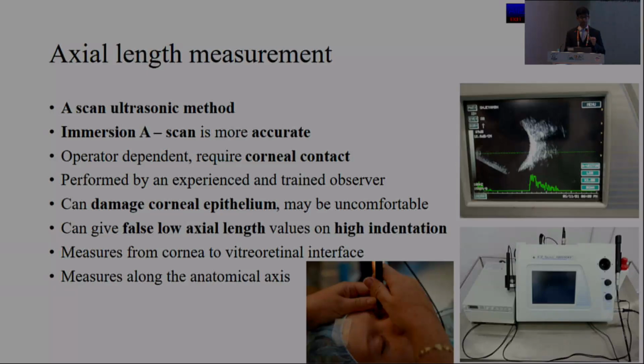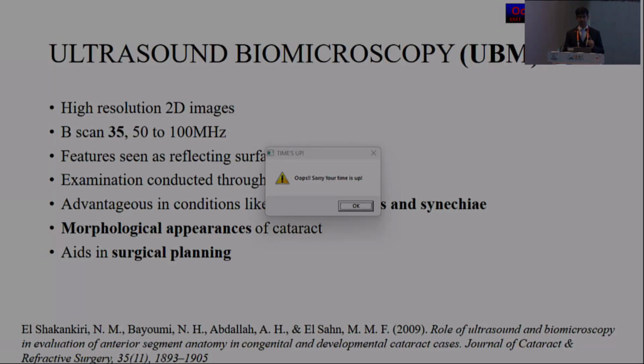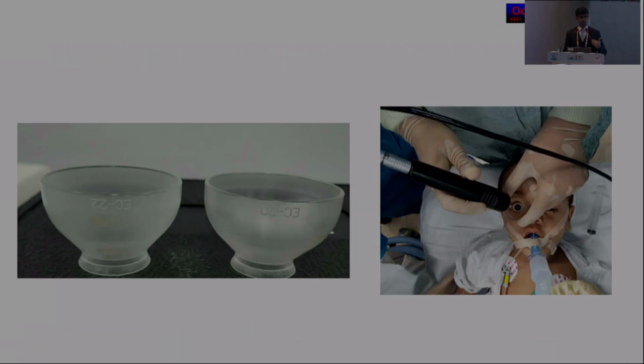For axial length measurement, immersion A scan is the best. If not possible, you can use a contact A scan, but don't indent too much, otherwise you will get an axial length which is too short. Ultrasound biomicroscopy, if you can't afford it, don't worry. It's a very good tool which helps you prognosticate, especially in cases having a posterior capsular defect. But clinical examination, like a deep anterior chamber and the white dot sign, will also give you a clue about how to proceed with such a case.